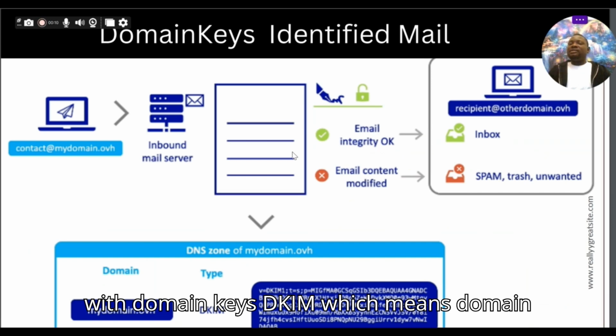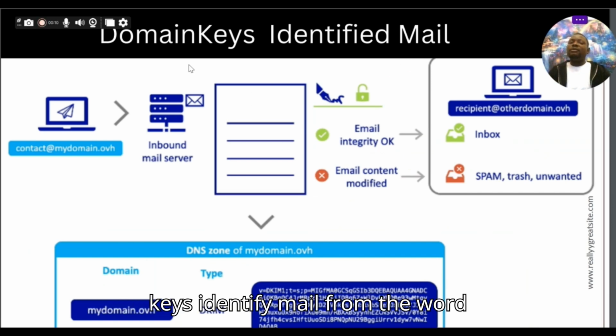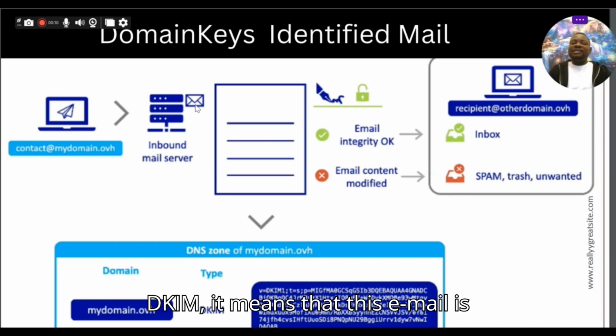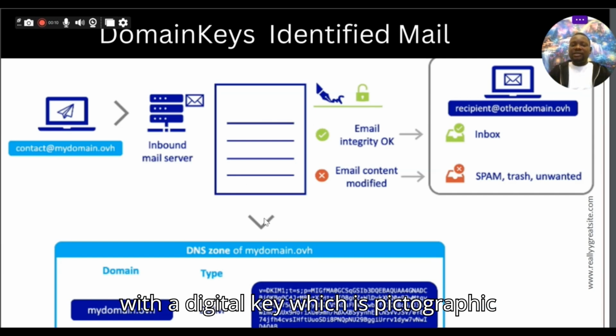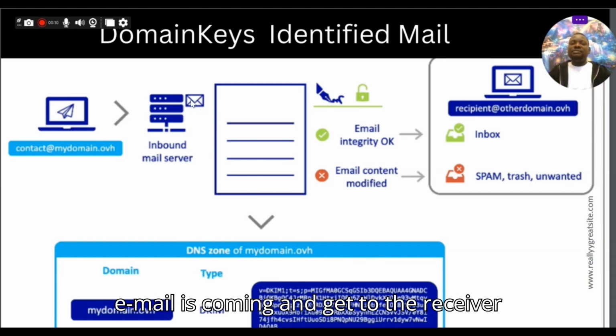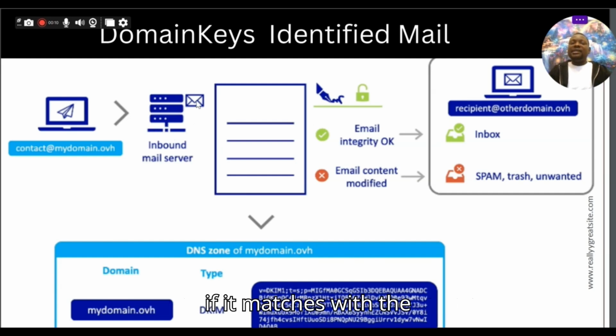Same thing with DKIM, which means DomainKeys Identified Mail, from the word keys. So when I send an email, the inbound mail server, that is the receiver's mail server, will check the email, because DKIM means that this email is attached with a digital signature, a digital key, which is cryptographic, attached to this email. So when this email gets to the receiver's mail server, it's going to check if it matches the one that sent the email.